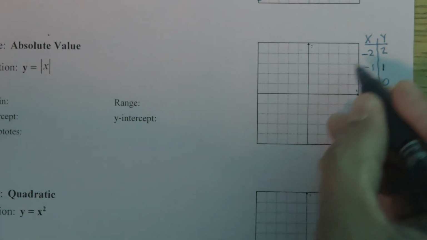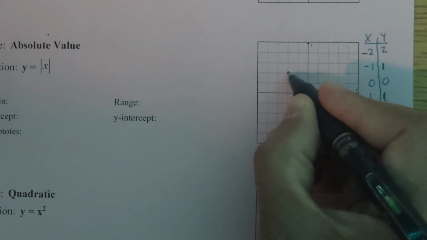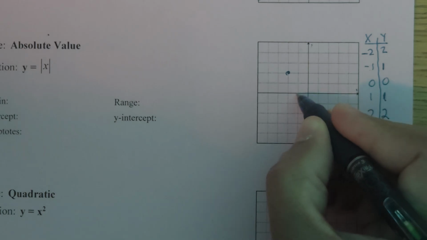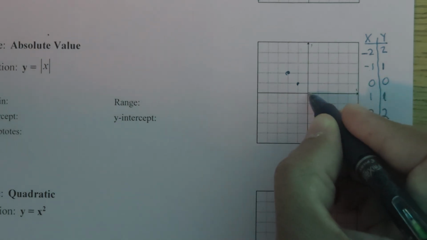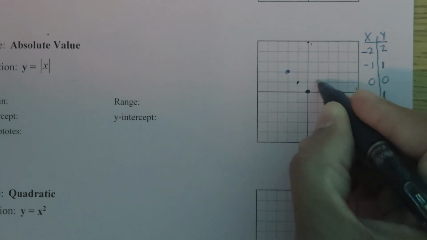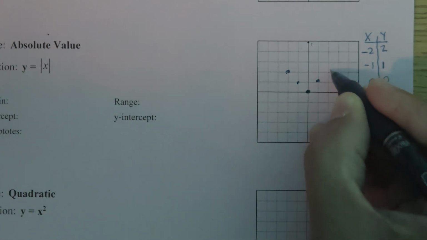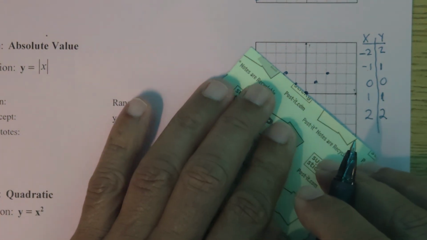So then again from the origin, if I go left 2, I'm going to go up 2. If I go left 1 from the origin, the absolute value of -1 is 1. If I go nowhere, meaning I stay at the origin, that's 0, 0. And if I go right 1, up 1. And right 2, up 2. And there we have the 5 points that we have on the table.